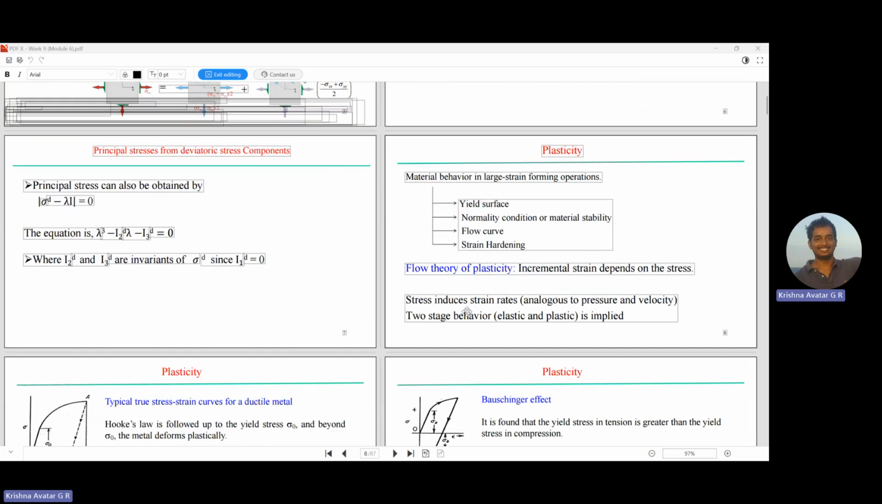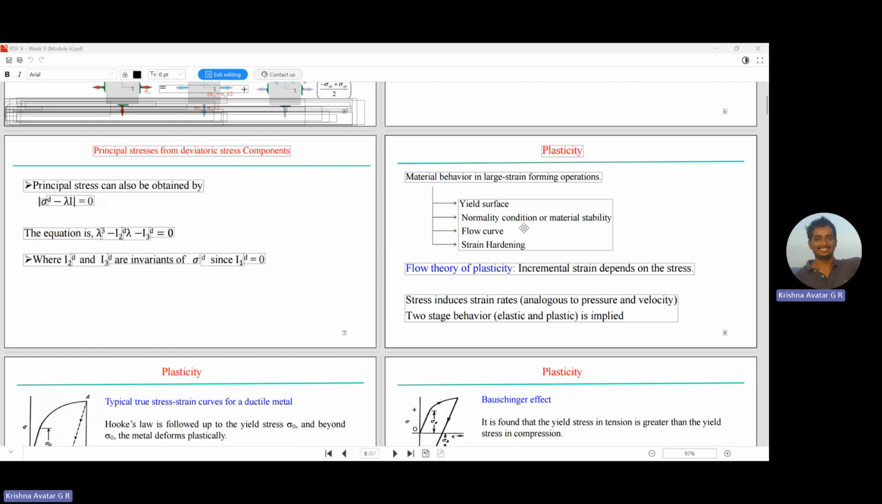Now, for plasticity, the material behavior in large strain forming operations, first we need to define something called the yield surface. It's a surface in 3D, which is essentially defined in terms of some stress components, and we take it to be the principal stress components. So we know that we have 3 principal stress components, right? So this surface exists in the coordinate system of principal stress.